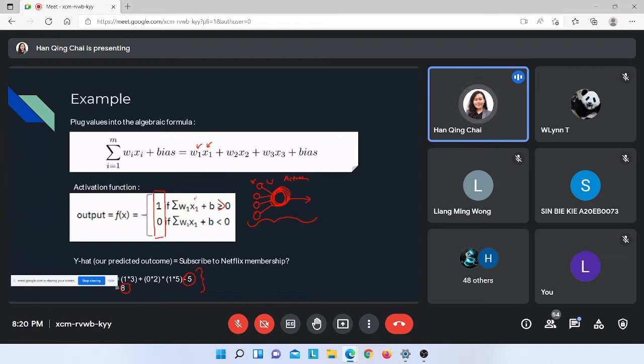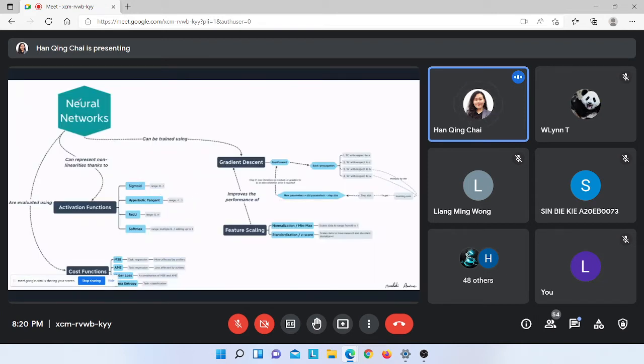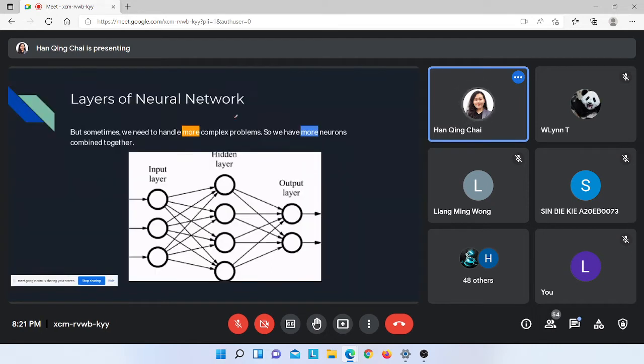Okay, so now the neural network. This is just a mind map, a very brief one. We will go through this one by one, very briefly. So we are going to talk about activation functions, cost functions, gradient descent, and something called normalization. We'll go through it one by one, so don't let this scare you. Okay, so next, here are the layers.